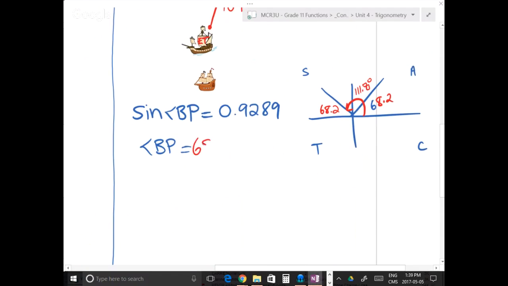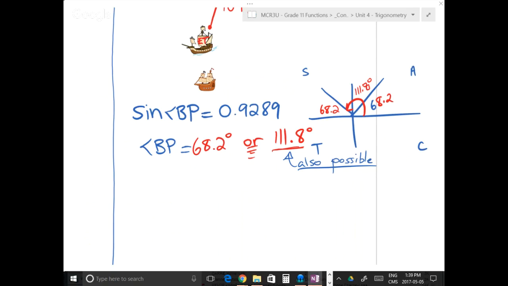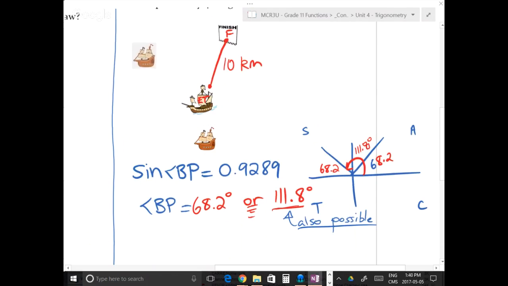So it's 68.2, or it's 111.8 degrees. Does that make sense? Could we make a triangle with that? Yes. So this is also a possible triangle. Also possible. Does that make sense? We have to be careful here because there's not just one triangle we could make. I'm sorry. We actually could make 2 possible triangles. And for it to work, we have to make angle F be really what?